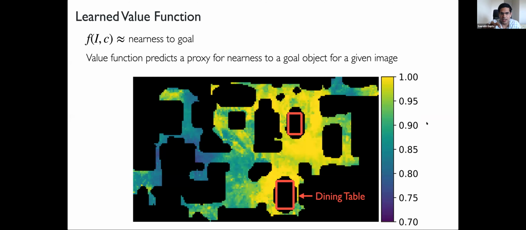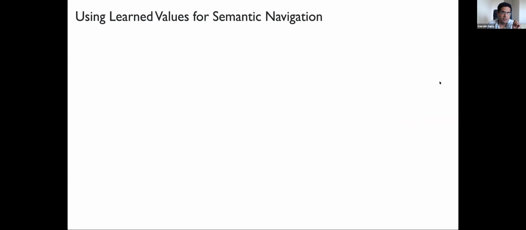You can actually look at it another way, in kind of a top view. Here is a dining table. This is a value function for where it thinks the dining table is. And the value function essentially learns to predict a proxy for the nearness that we are interested in. Okay, good. So what we have done is essentially learned these value functions.